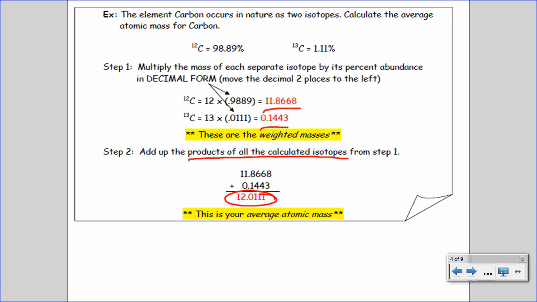And if you check a periodic table, the average atomic mass of carbon, as reported by the IUPAC, is 12.0111 AMUs, atomic mass units.